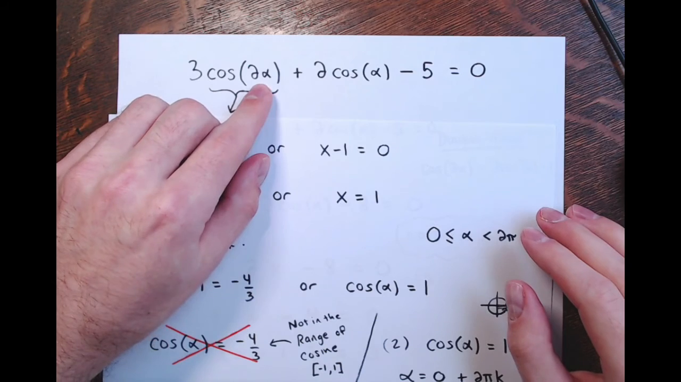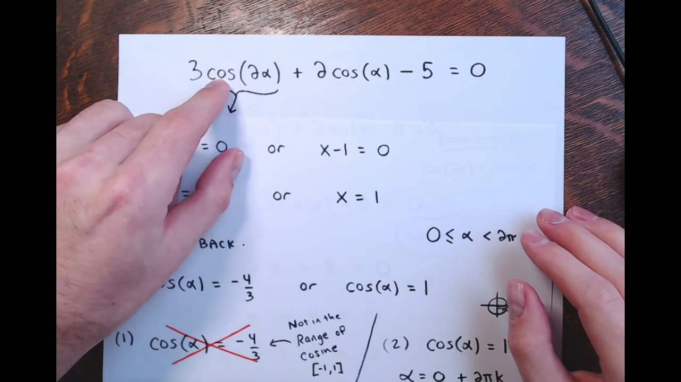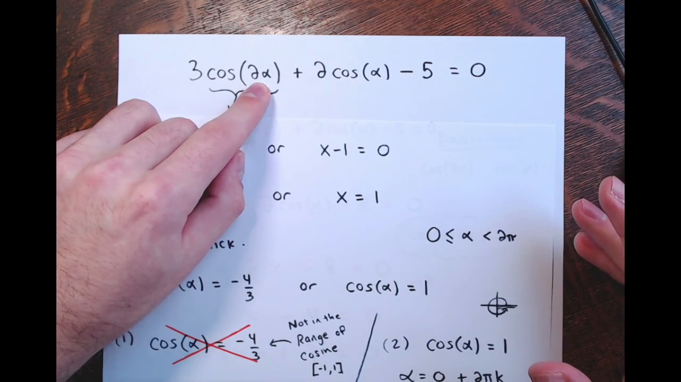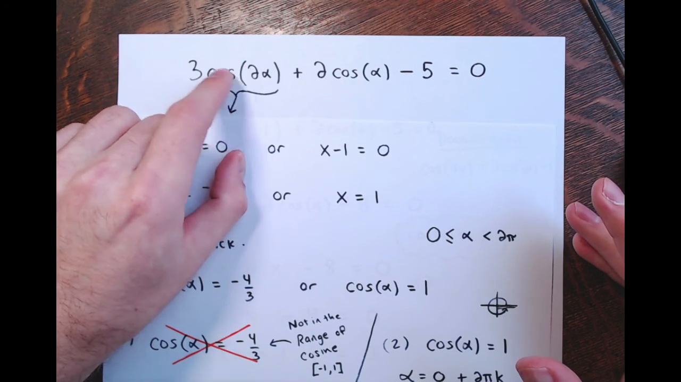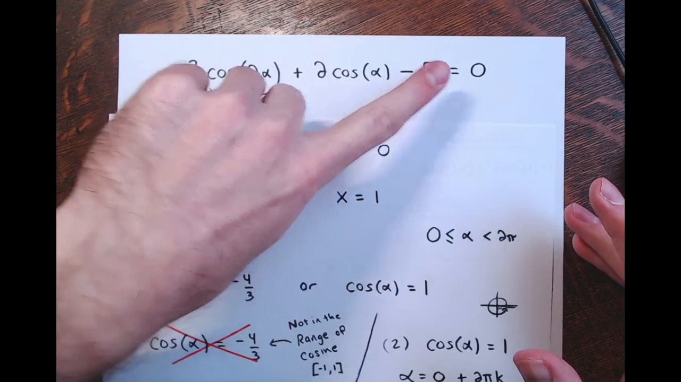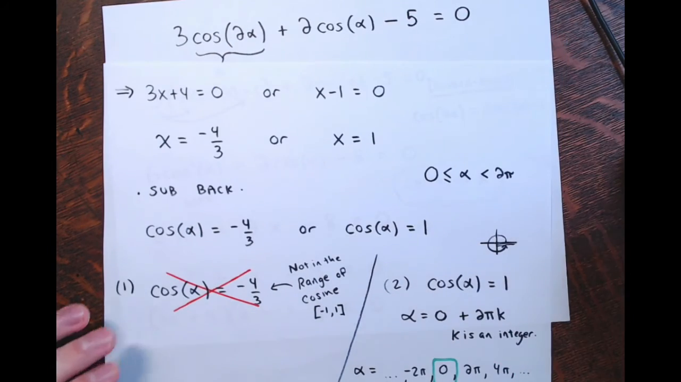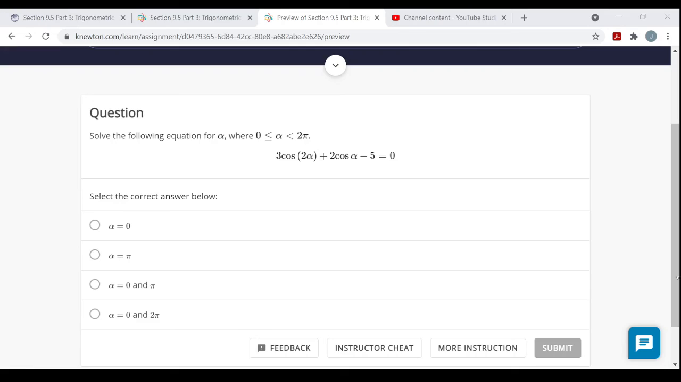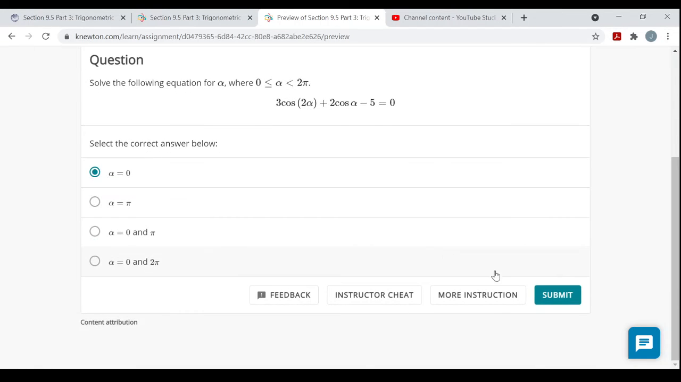And you could test it out. Plug in 0 for alpha. You get cosine of 2 times 0, which is the cosine of 0, which is 1. So you have 3 here. Cosine of 0 is 1. 3 plus 2 is 5, minus 5 is 0. That works. Alpha equals 0 works back in the original equation. And that's the only one. So alpha equals 0, the only one that works out.